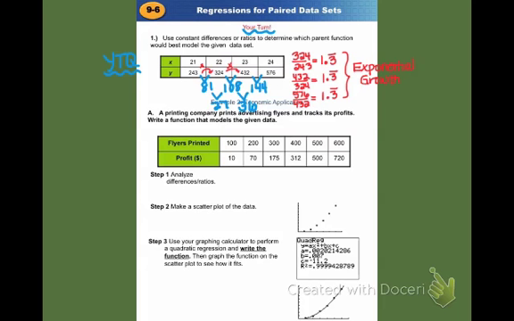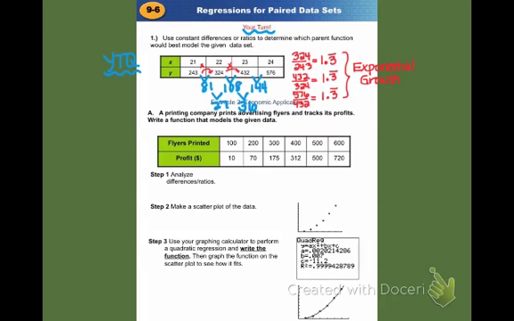It says a printing company prints advertising flyers and tracks its profits. Write a function that models the given data. So if they print 100 flyers, their profit's $10. If they print 200, their profit that they make is $70. 300 flyers, they make $175, and so on.